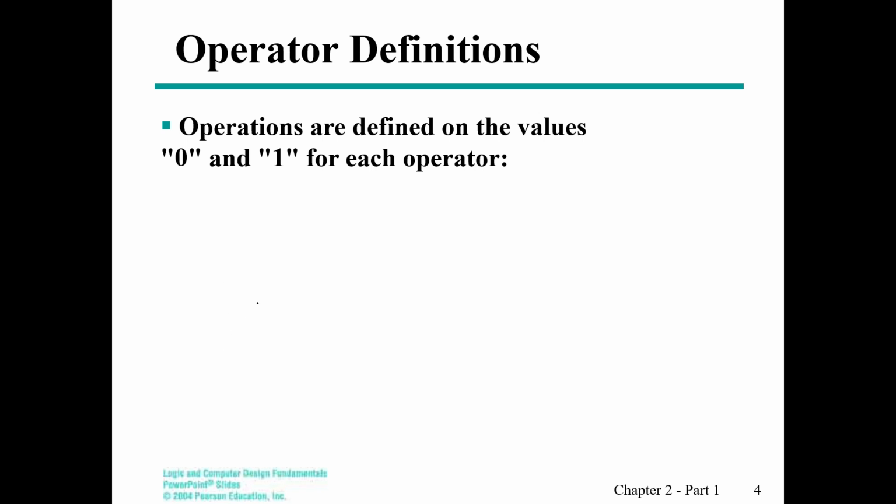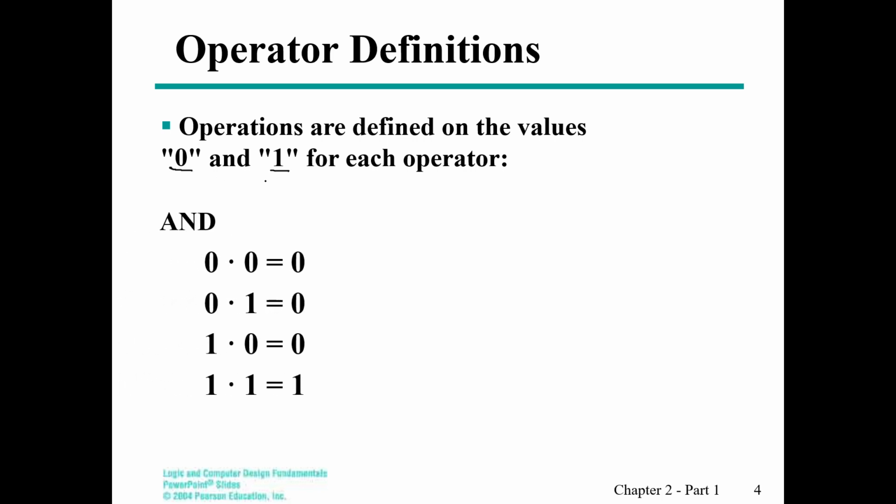Operations are defined on the binary values 0 and 1 for each operator. Here we take the AND operation. AND operation means multiplication, so we also use the dot symbol here. For the two binary input variables, we can take the combinations 0 0, 0 1, 1 0, 1 1. By multiplication, 0 multiplied with anything is 0. So 0 times 0 is 0, 0 times 1 is 0, 1 times 0 is 0, and 1 times 1 is 1. This is an AND operation.